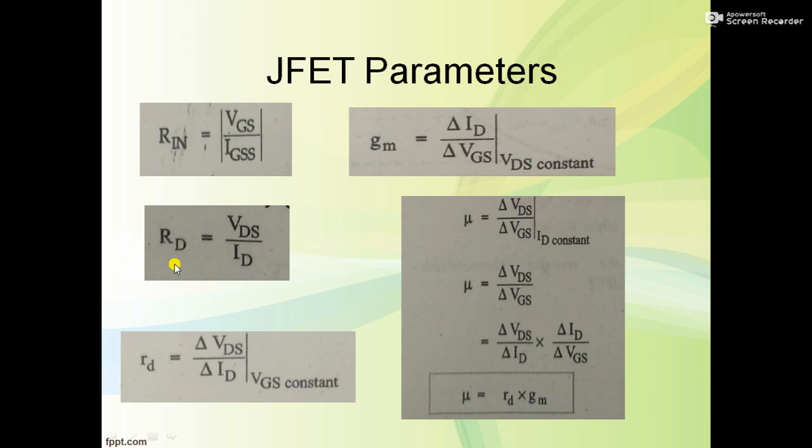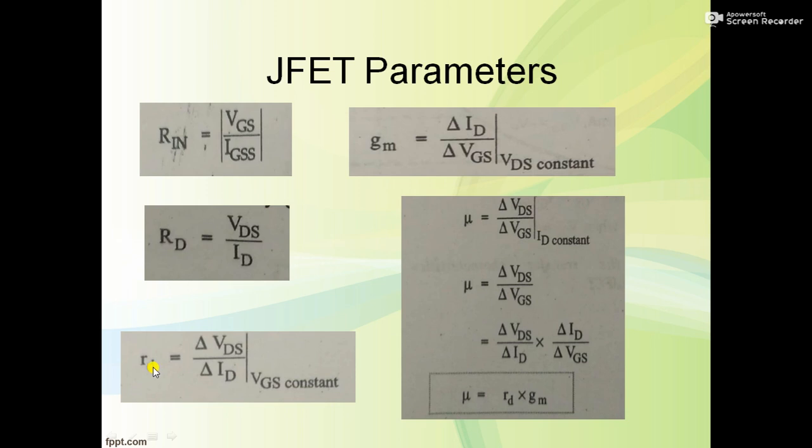Then the second parameter is called the DC drain resistance. DC drain resistance is the ratio of drain to source voltage divided by drain current. It is the resistance between the drain and source terminal for the value of drain current ID, and this RD is measured in the order of 100 kilo ohm.